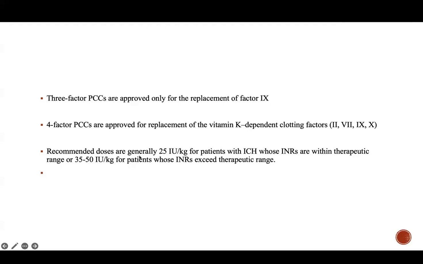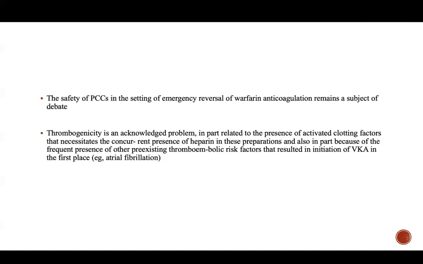The recommended dose is as follows: suppose the patient's INR is within the therapeutic range and has developed ICH, then the dose should be 25 international units per kg. Or suppose the INR exceeds the therapeutic range, then you have to give a dose of 35 to 50 international units per kg. The safety of prothrombin complex concentrates in the setting of emergency reversal of warfarin anticoagulation remains a subject of debate.